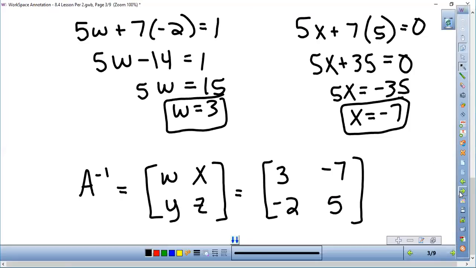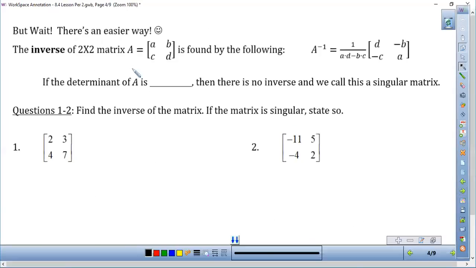Now that was kind of a lot of work to get the inverse. The good news is that there is an easier and faster way. If we're wanting to find the inverse of a 2x2 matrix, so let's look at this example. Let's say any matrix, we'll just call it A, B, C, D. This little formula for getting the inverse, we're going to do 1 over A times D minus B times C.